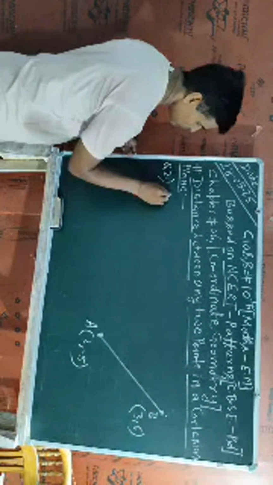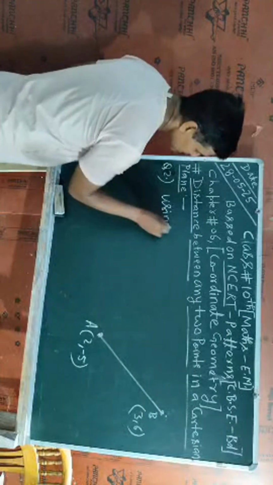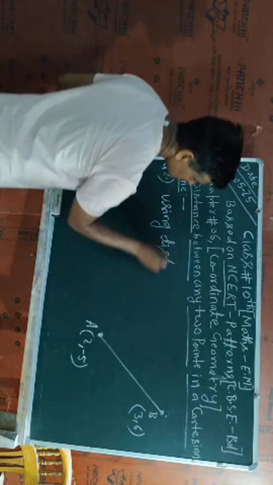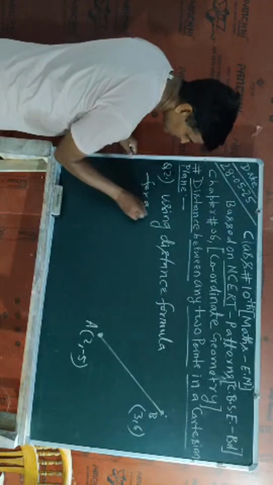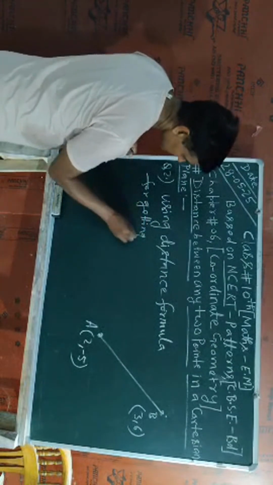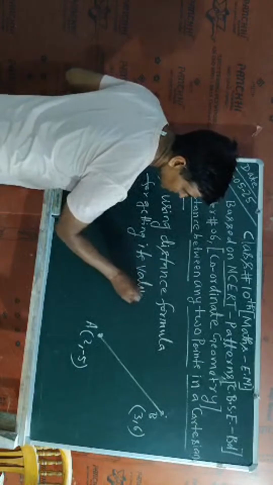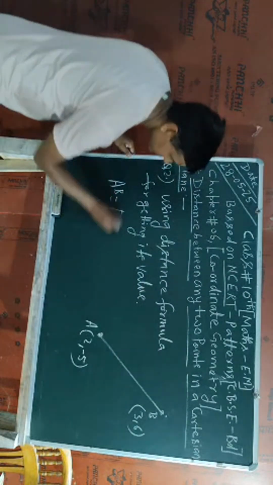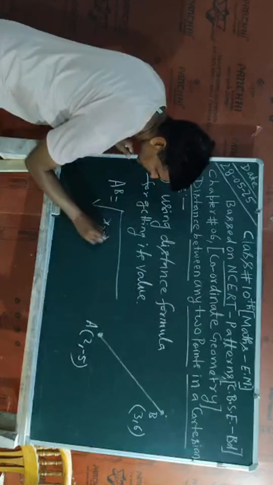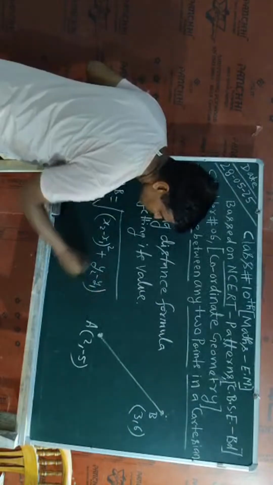Now here I am going to write: using distance formula for getting its value. So here I will write AB is equal to, I will write the formula, that is square root of x2 minus x1 whole square plus here I will write y2 minus y1 whole square.